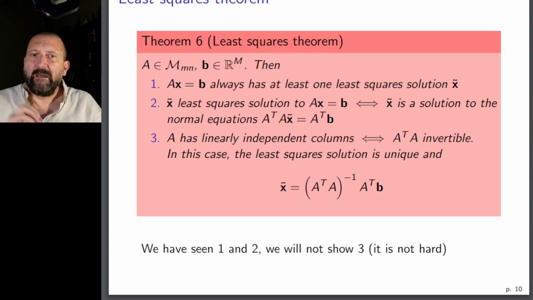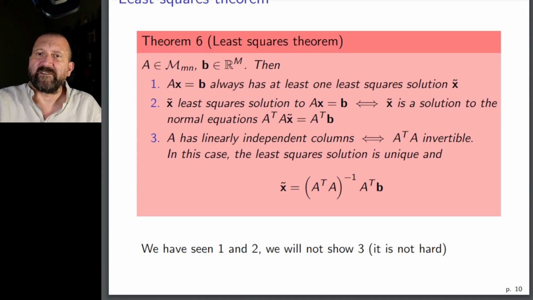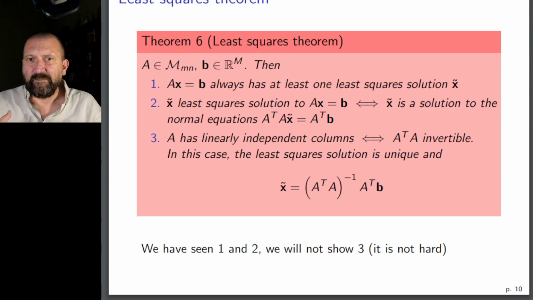Then we have the following equivalence. X tilde is a least squares solution to A x equals B if and only if X tilde is a solution to the normal equations A transpose A times X tilde is equal to A transpose B. And the last case is, when does it happen that you actually do have uniqueness of the least squares solution? Well, that happens in the following case.